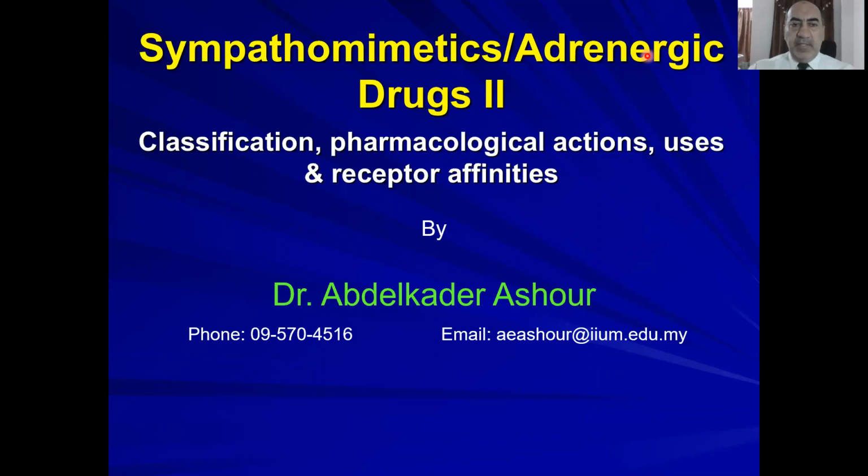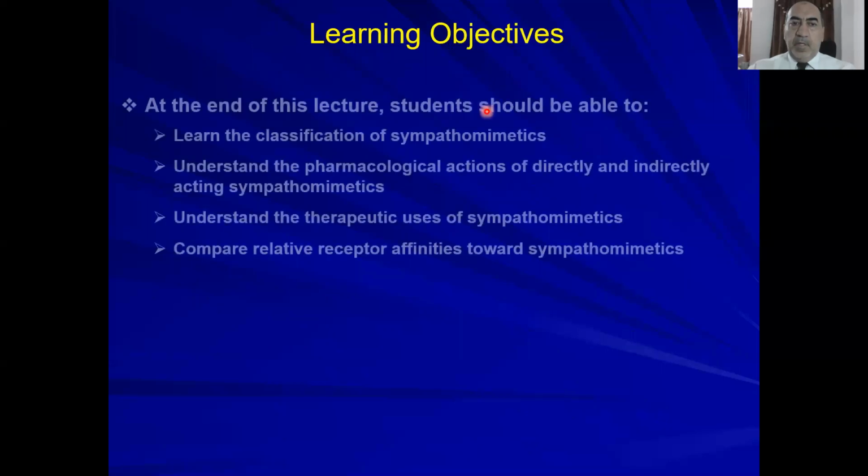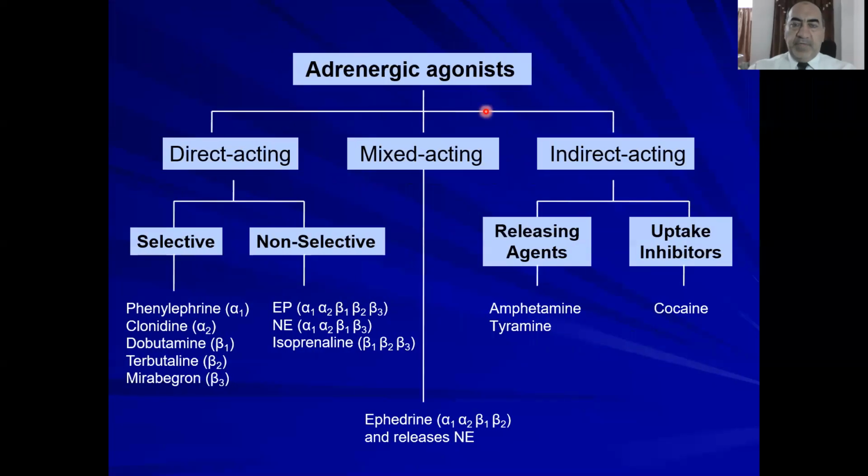Today we'll discuss the classification, pharmacological actions, uses, and receptor affinities of these adrenergic drugs. First, let us start with their classification. They are classified into direct acting, indirect acting, and mixed acting. What does direct acting mean? They activate the receptor directly. These agents bind to the receptor and activate it.